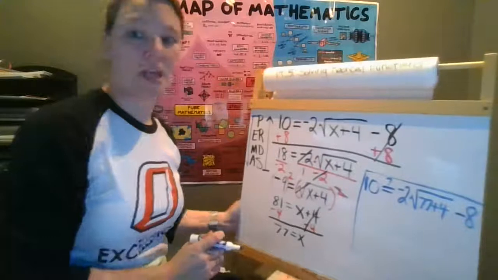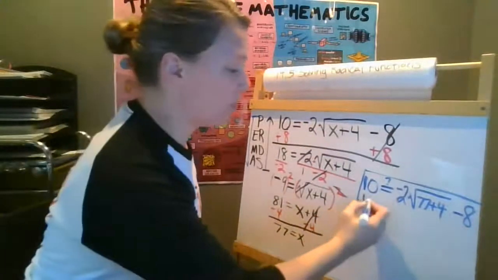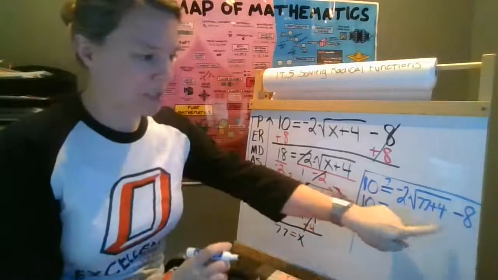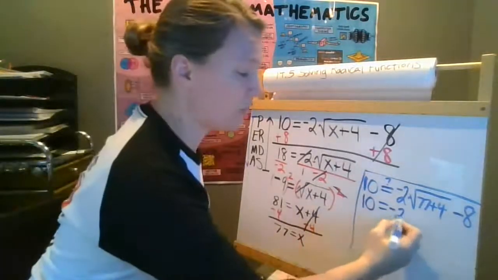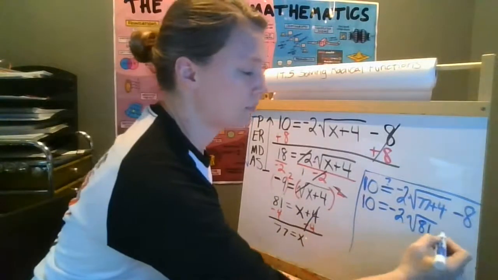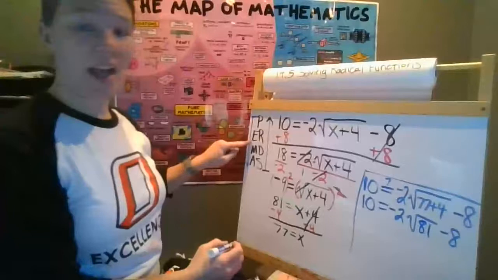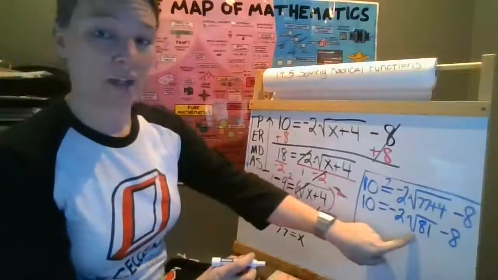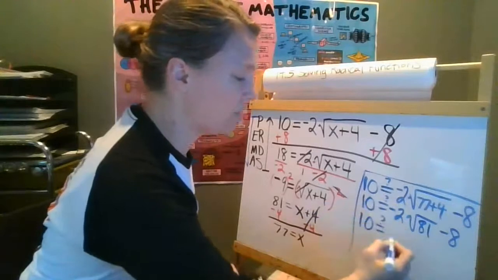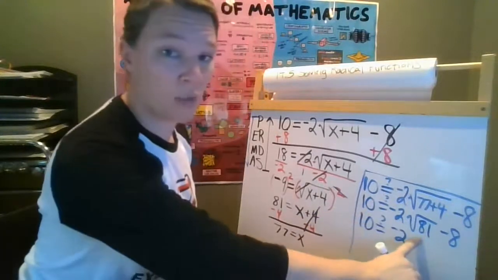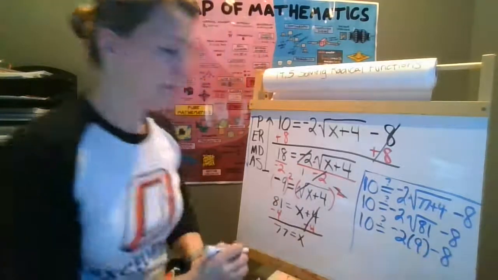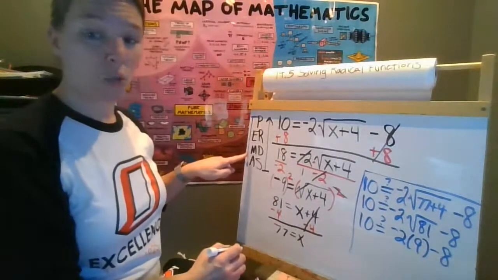Now we simplify using the normal order of operations. I'm going to start with any parentheses, and remember, I'm treating those like invisible parentheses under the root, so we deal with what's under the root first. 77 plus 4 is 81. Now we deal with exponents or roots. We do have a radical, so we deal with that next. So does 10 equal negative 2 times the square root of 81, which is 9, minus 8?